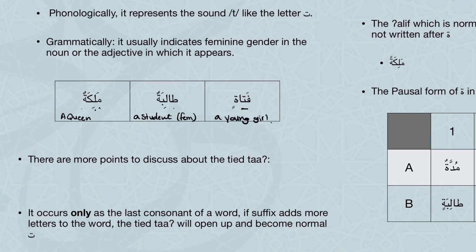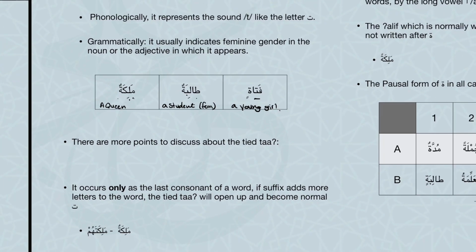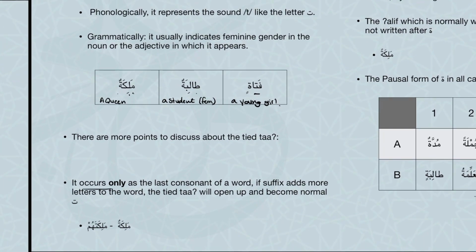A young girl. So there are more points to discuss about the ta marbuta. One, it occurs only as the last consonant of a word. If a suffix adds more letters to the word, the ta marbuta will open up and become a normal ta. So if it occurs only as a last consonant, it has two cases of writing. If it's standalone, it would be a circle with two dots. If it's not, then it will be like a ha with two dots on top.